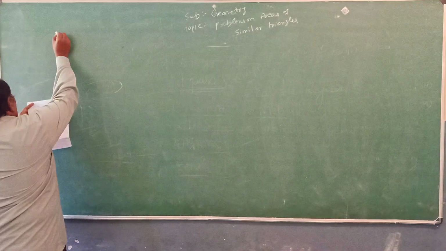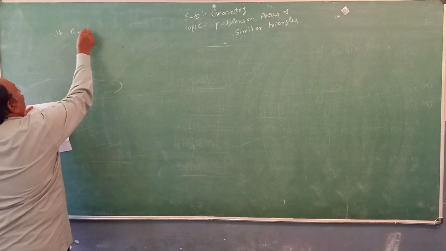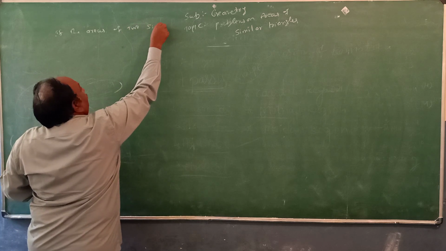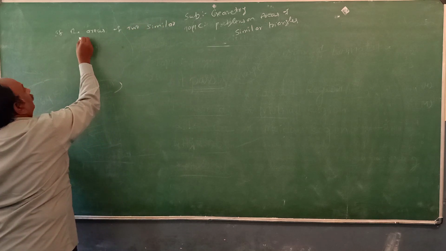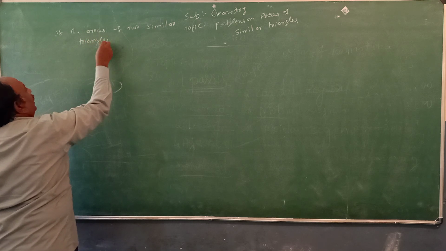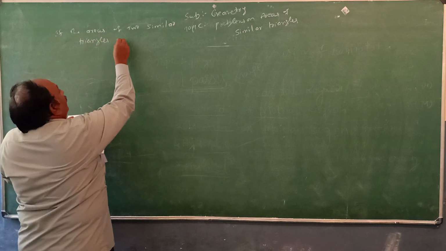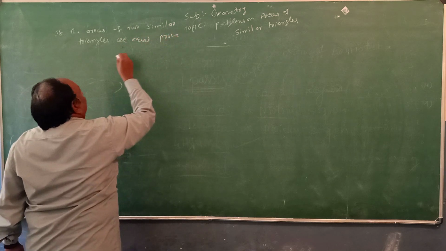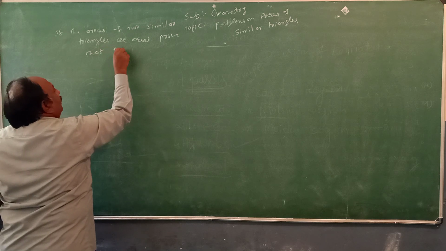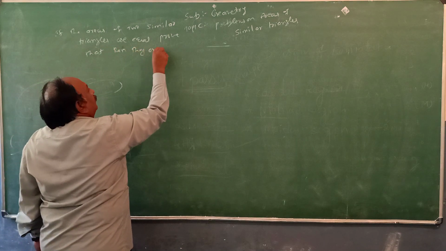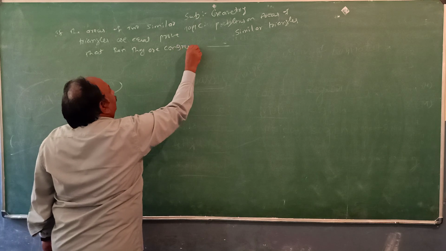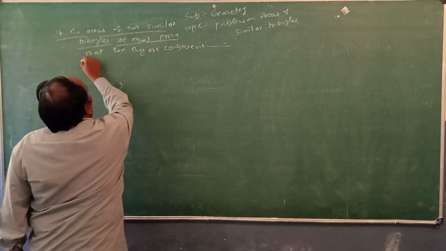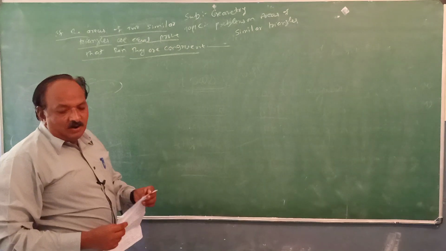First question: if the areas of two similar triangles are equal, prove that then they are congruent. Prove that if the areas of two similar triangles are equal, they are congruent.